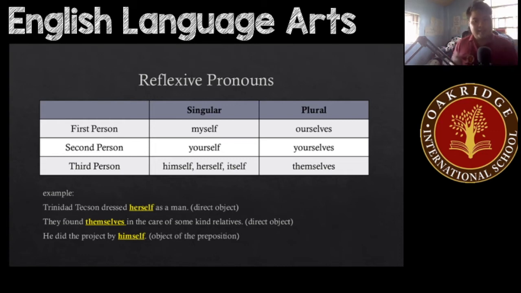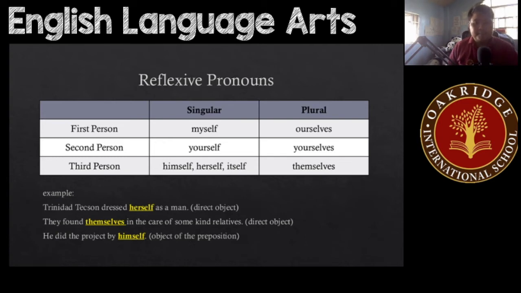Here are some examples on how to use reflexive pronouns. The first one: Trinidad Tecson dressed herself as a man. Your verb is dressed. Dressed whom? Herself. This is used as a direct object. Next, they found themselves in the care of some kind relatives. Again, found whom? Themselves. Therefore, it's used as a direct object.